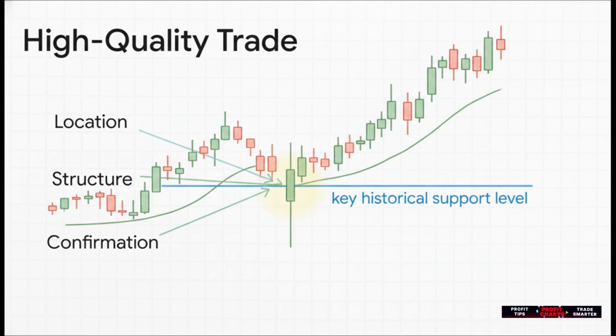Do we see a specific type of candle, like one with a long wick, showing us that buyers or sellers are jumping in to defend that level? When you get all three of those things lining up, boom. That's not just a trade, that's an A+ setup.